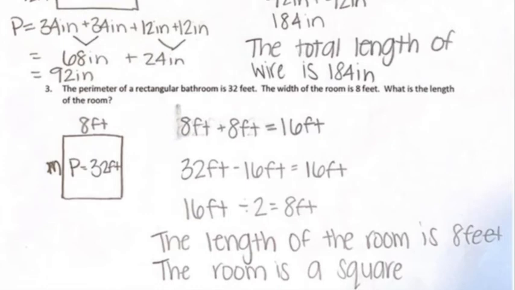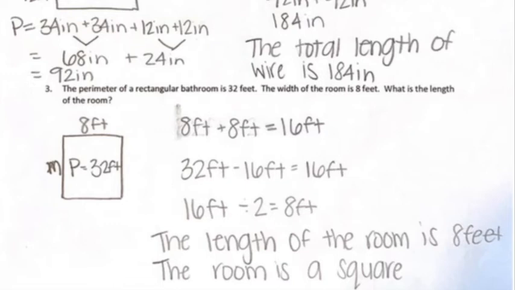The perimeter of a rectangular bathroom is 32 feet. The width of the room is 8 feet. What is the length of the room? So I draw my shape, and the perimeter is 32 feet, one side is 8 feet, and I label my unknown side as M. So, if it's the same sides, I added 8 feet plus 8 feet equals 16 feet. So I know that those opposite sides are the same, which is how I got that.